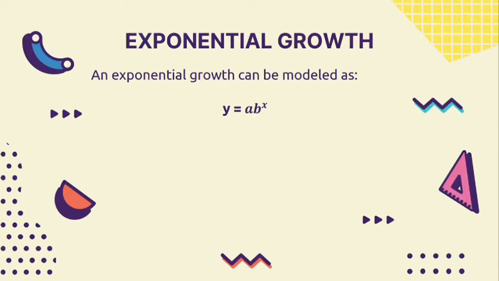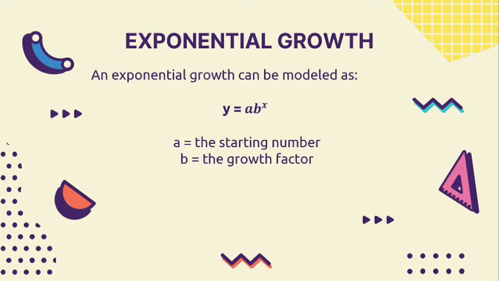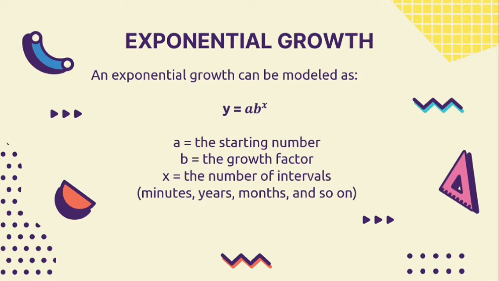Next, let's discuss how to solve exponential growth. Exponential growth can be modeled as y equals a times b raised to x, where a is the starting number, b is the growth factor, and x is the number of intervals, which is the minutes, years, months, and so on. To better understand this, here is an example and let's try to solve this problem.